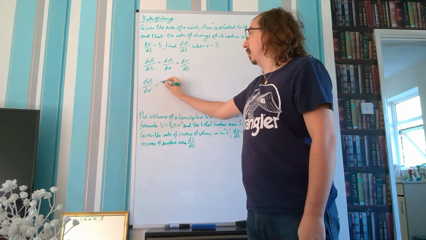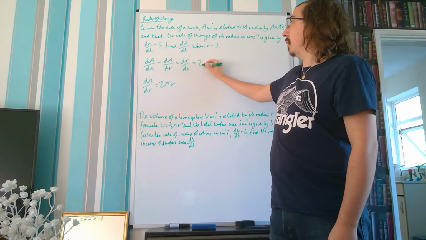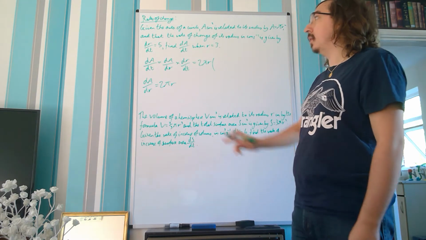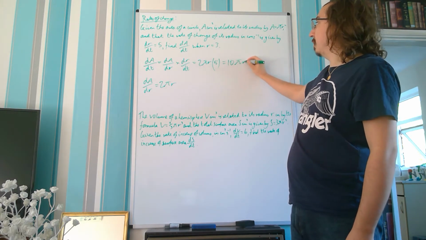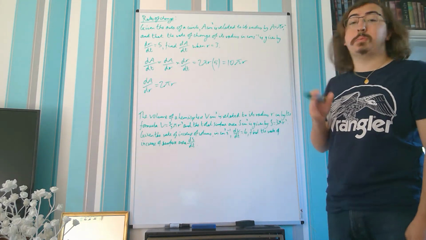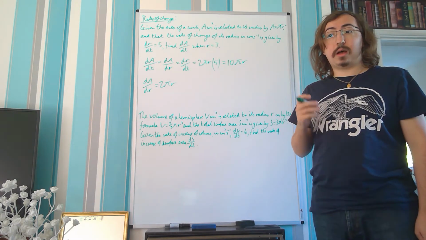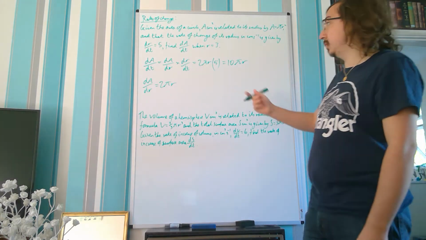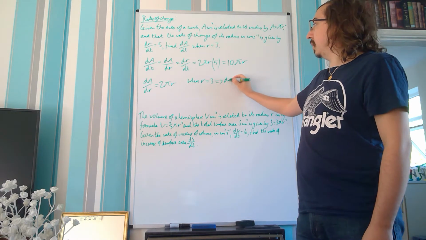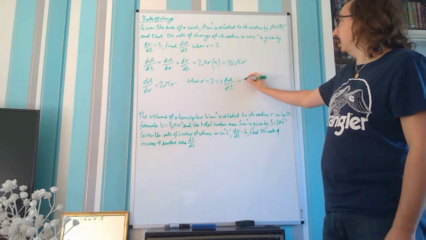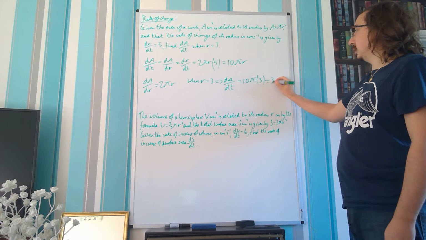Bring the power to the front, 2 pi, drop the power by 1, so you're left with 2 pi r. So we have 2 pi r for our dA by dr times our dr by dt, which is 5, or in other words, we have 10 pi r. And that would be an expression for dA by dt, but we don't want an expression because we're given a value for r is equal to 3, so all we need to do is substitute that in. So when r is equal to 3, that implies that dA by dt is equal to 10 pi times 3, which is 30 pi.